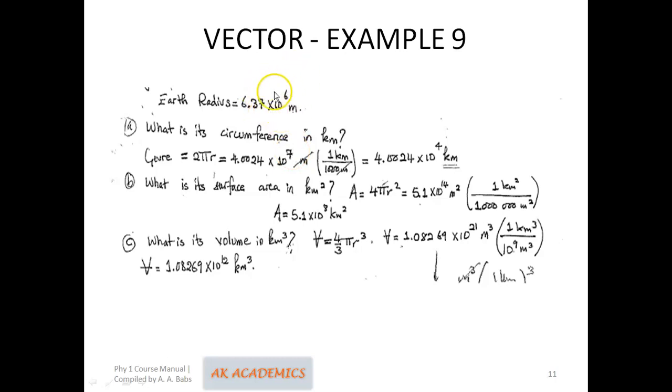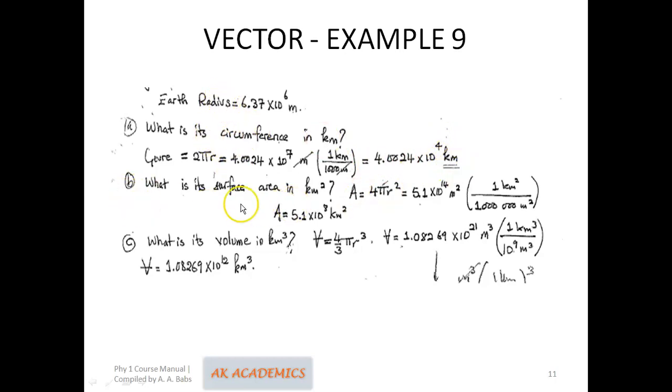If you consider the 10 raised to power 6 here, you have these at the end of the day. So converting meters to kilometers will just be dividing by 1000. So you divide this by 1000, and then you have your 4.204 times 10 raised to power 4 kilometers as the circumference of the Earth.